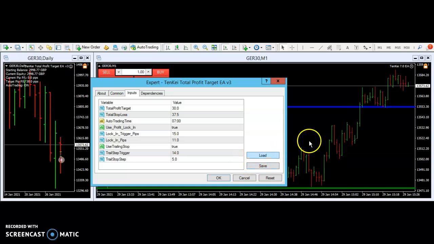But if it continues trailing up and up and up, wherever the price may be, it will just keep on moving up 5 points behind, 5 points behind, until it hits 30. That's how the TenKei TPT, or the TenKei total profit target, works. You can use it for manual trading, you can use it for automated trading, you can use it for any market you want.